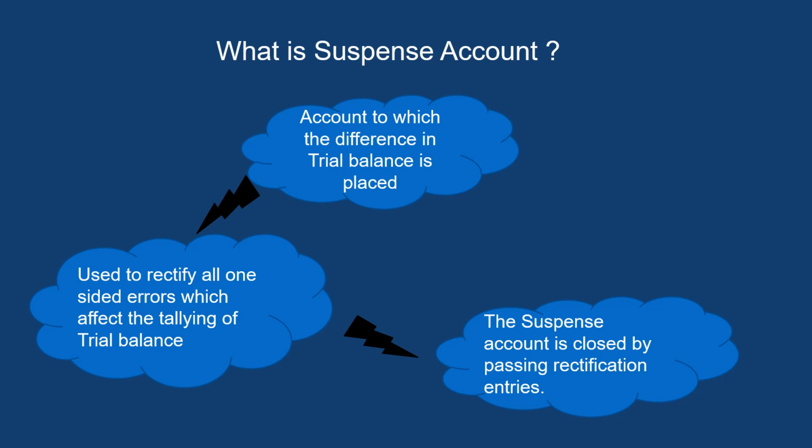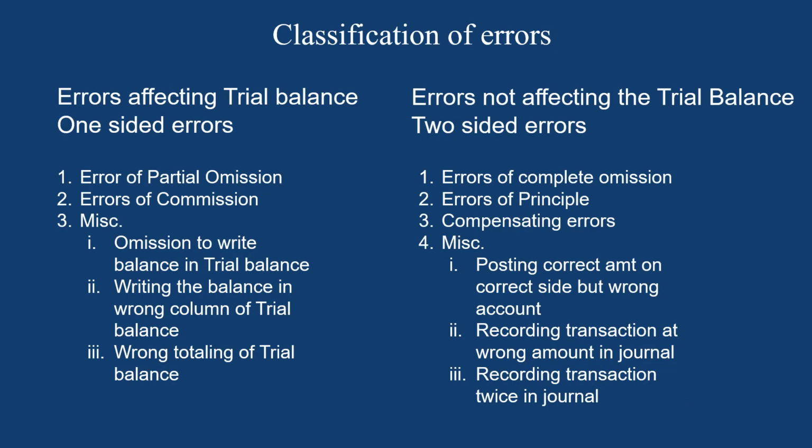Now with this idea of suspense account, I would also like to explain to you about the two types of errors. The classification of errors can be done into two categories, the one-sided errors and the two-sided errors. One-sided errors are the errors which are there only in the debit or the credit side. Two-sided errors means errors which have effect on both debit and credit.